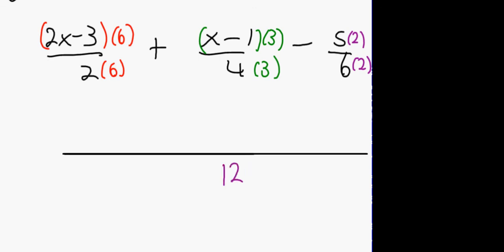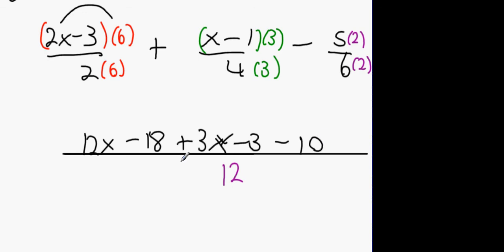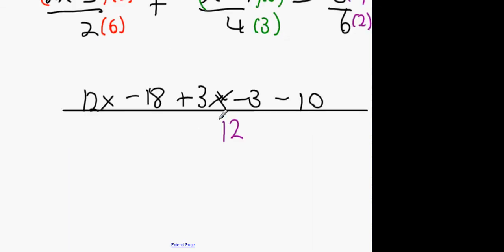6 times 2x? 12x. Minus 3 times minus 6? Minus 18. 3 times x? 3 times minus 1? Minus 5 times 2? Alright, 12x plus 3x? 15x. Minus 18, minus 3, minus 21, minus 10. All over 12.